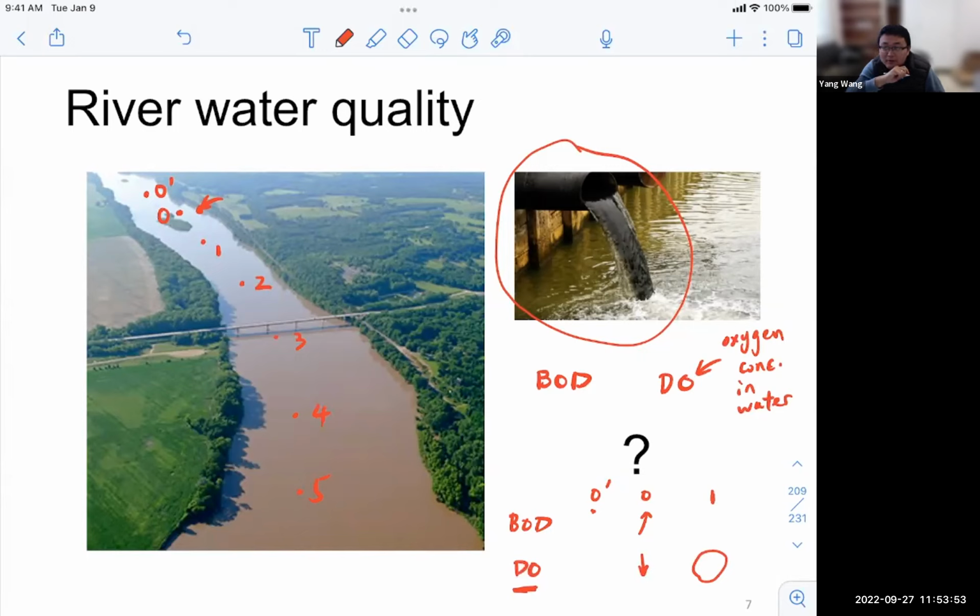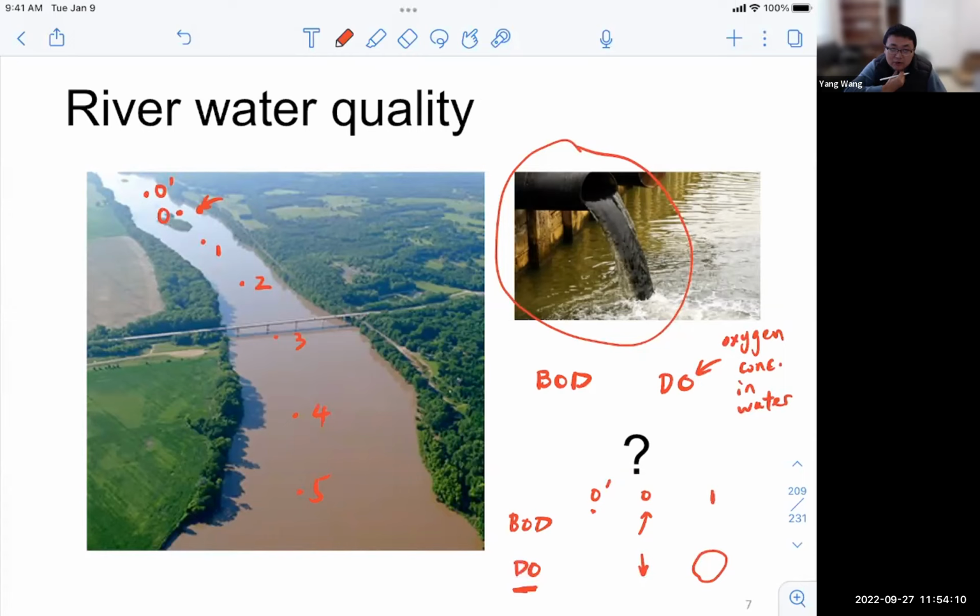So the DO is going to decrease, right? Because you're consuming those organics. So the organics concentration becomes lower. Basically, the bacteria in the river are eating up those organics, right? You're lowering the dissolved oxygen in there.